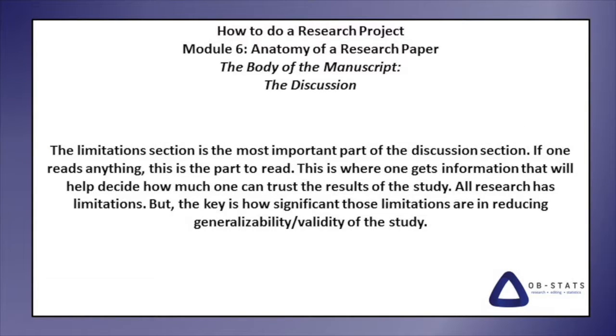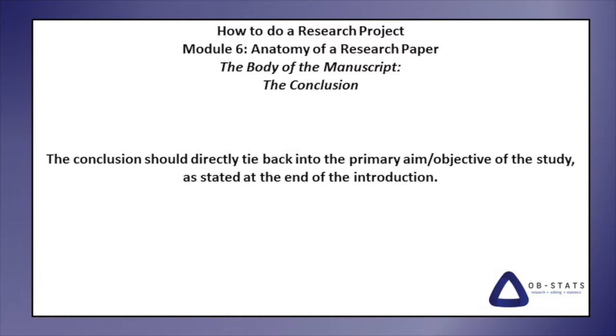Within the discussion section, the limitations section is the most important part of the discussion section. If one reads anything, this is the part to read. This is where one gets information that will help decide how much one can trust the results of the study. All research has limitations, but the key is how significant those limitations are in reducing generalizability or validity of the study. Next, the conclusion is the final section of the body of text of the research paper.